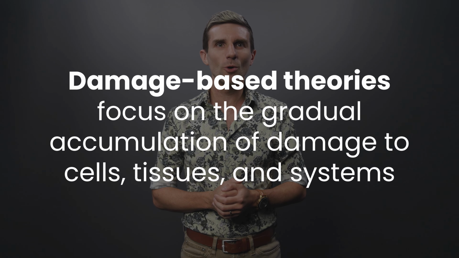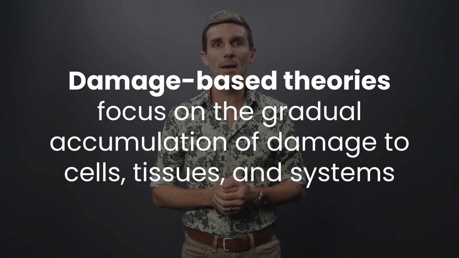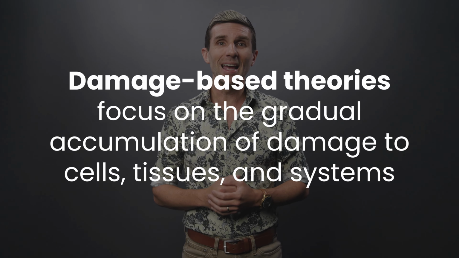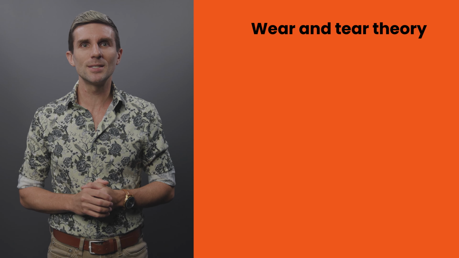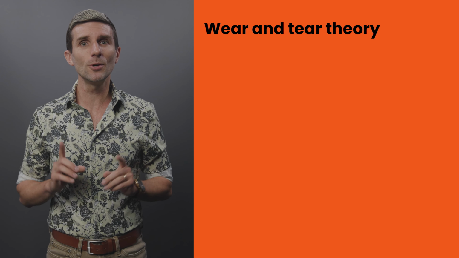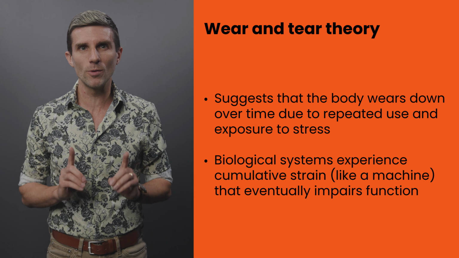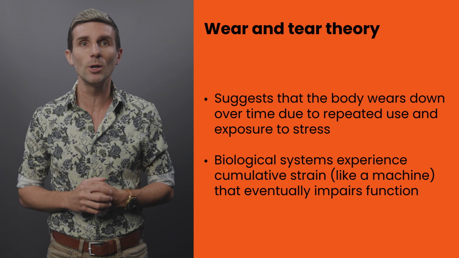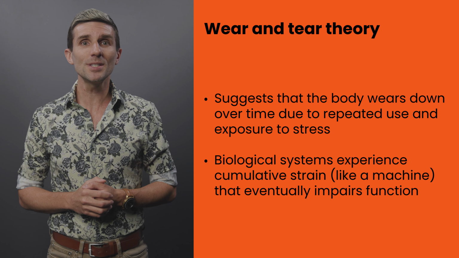In contrast, damage-based theories of aging focus on the gradual accumulation of damage to cells, tissues, and systems, or our bodies, over time. One of the earliest and most intuitive damage-based theories is the wear and tear theory. This theory suggests that the body wears down over time due to repeated use and exposure to stress. Just as mechanical parts degrade with use, biological systems experience cumulative strain that eventually impairs function.